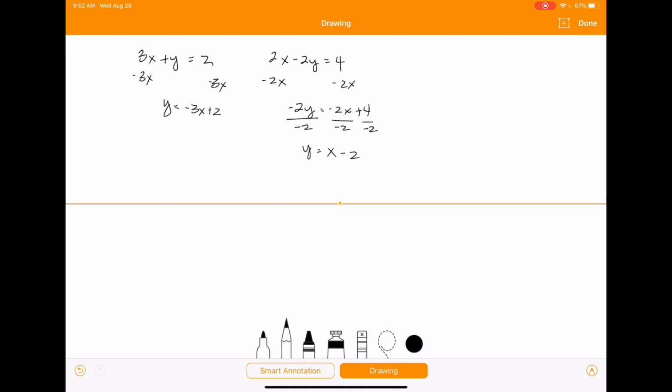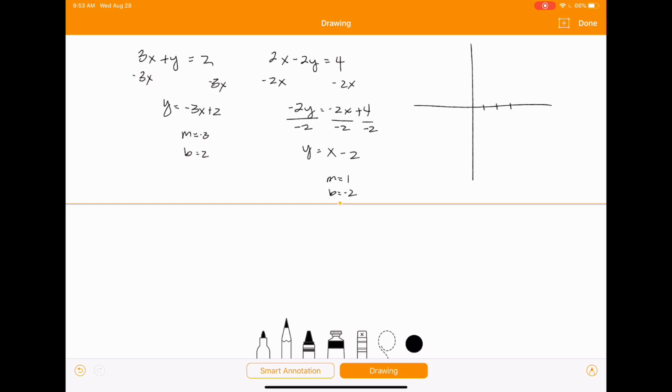All right, so you can see here, you can do a quick check. The slopes are different, so we are going to have a solution. And you can go ahead and just graph these. So here m equals negative 3, b equals 2, m equals 1, b equals negative 2.